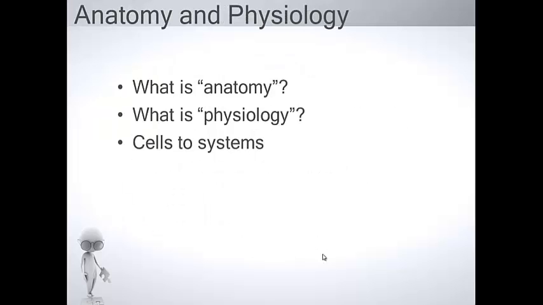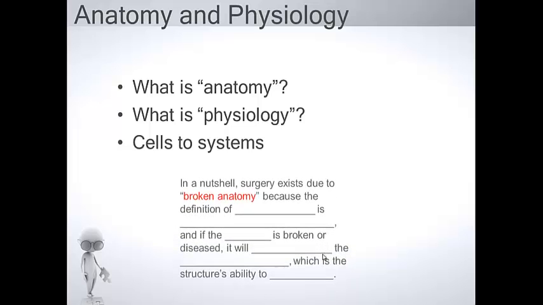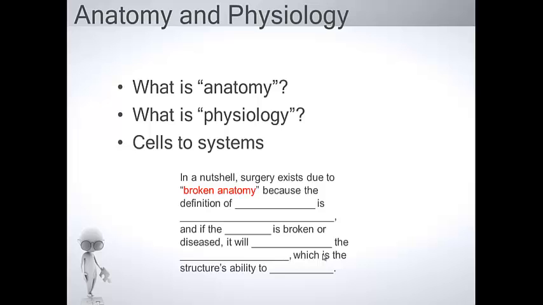So, anatomy is essentially the study of the body's structure. All of the hundreds of structures within our bodies are our anatomy, and anatomy is the foundational component of this entire program. I'm sure you've heard me say at least once, if not more, that surgery treats broken anatomy, because people don't have surgery when they're well. Ultimately, we can boil everything down to quote-unquote broken anatomy, because the definition of physiology is the study of the body's function. And if the anatomy is broken or diseased, it will affect the physiology, which is the structure's ability to function. Got that? Good.